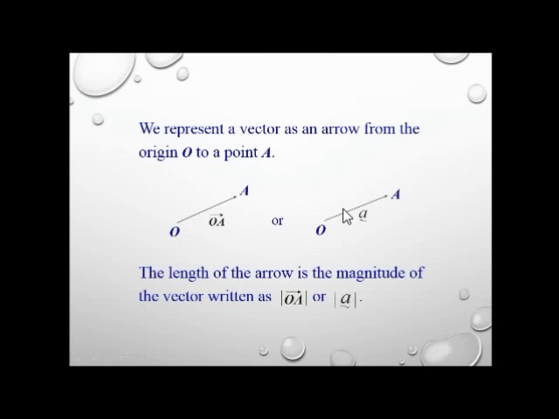Now how do we represent a vector as an arrow from the origin O to A? Suppose a vector moves from point O to A, then it has some magnitude, that is the length of this arrow, and the direction is given at some particular angle with the reference point whichever you take. So this vector is given as vector OA. The length of the arrow gives the magnitude of the vector, written as the modulus of vector OA, or modulus of A.